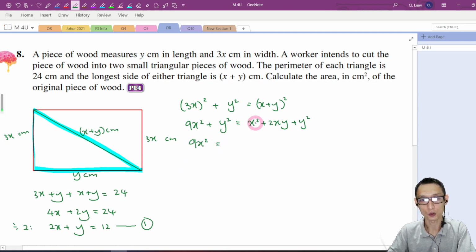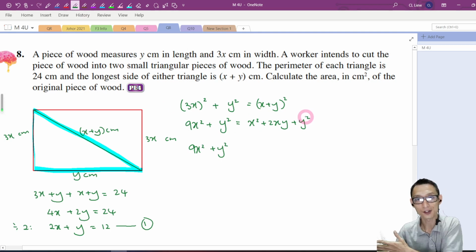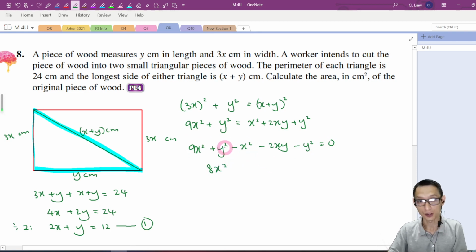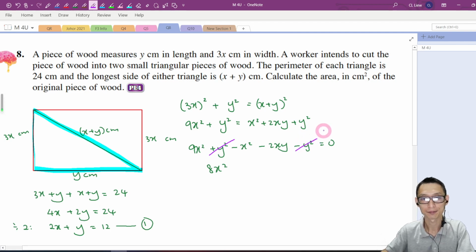9x² is equal to, let me rearrange all these terms first. 9x² + y². Okay, I bring all the terms on the right hand side to the left. x² becomes minus x², plus 2xy will become minus 2xy, plus y² will become minus y². Okay, so 9x² minus x², you will get 8x². Positive y² minus y², you will get 0. This is what I meant just now. Okay, so now no more y².